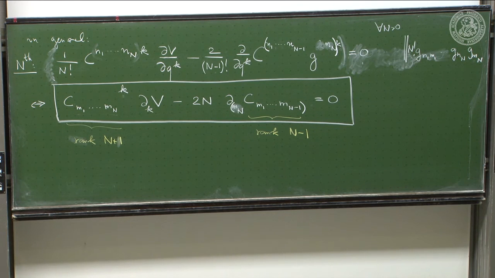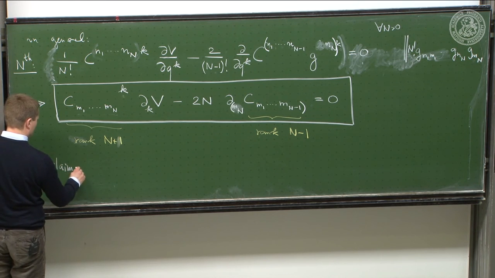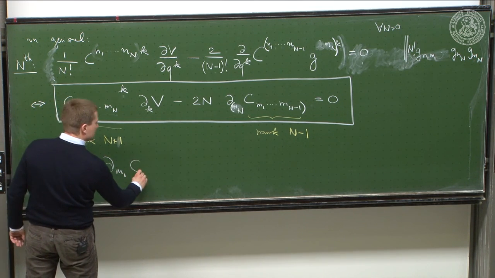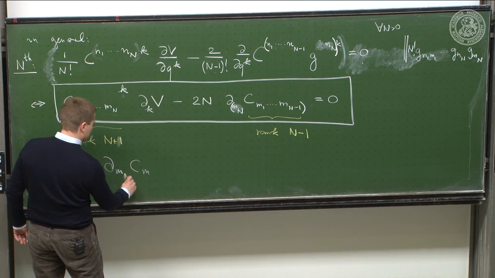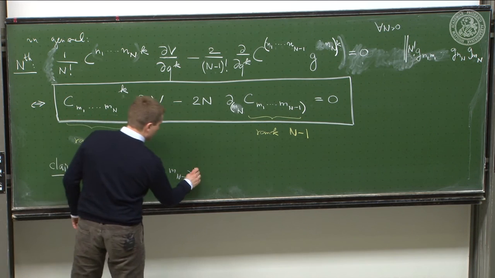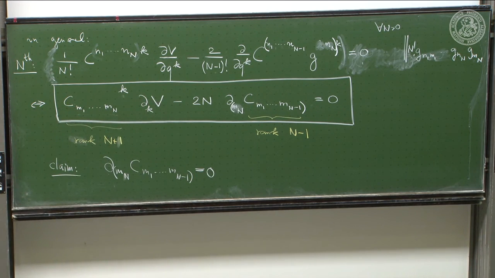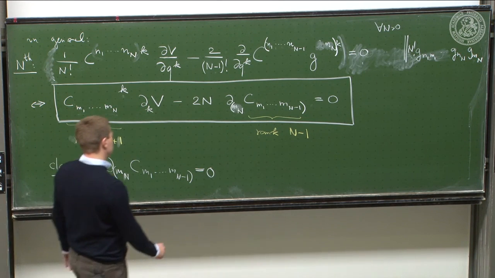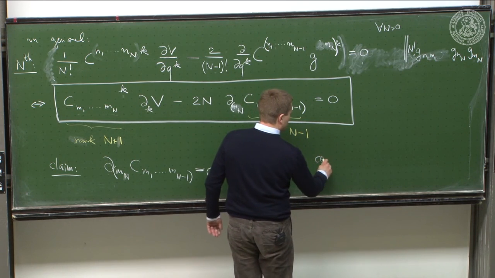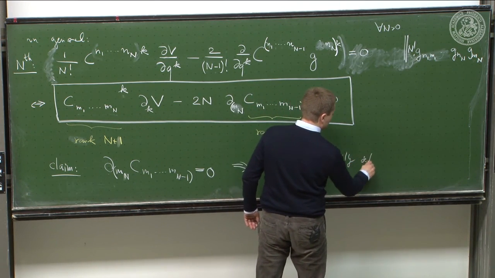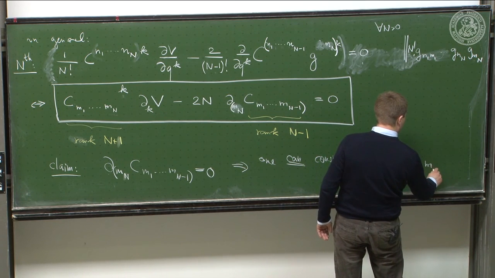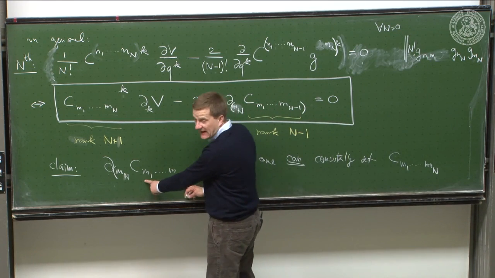And now I claim, if del m1 c m or del mn, doesn't matter because I totally symmetrize, cm1 to cmn minus 1 symmetrized, if this equals 0, then one can, not one must, but one can consistently set the cm1 to mn's, so I go one further because this has rank n minus 1.